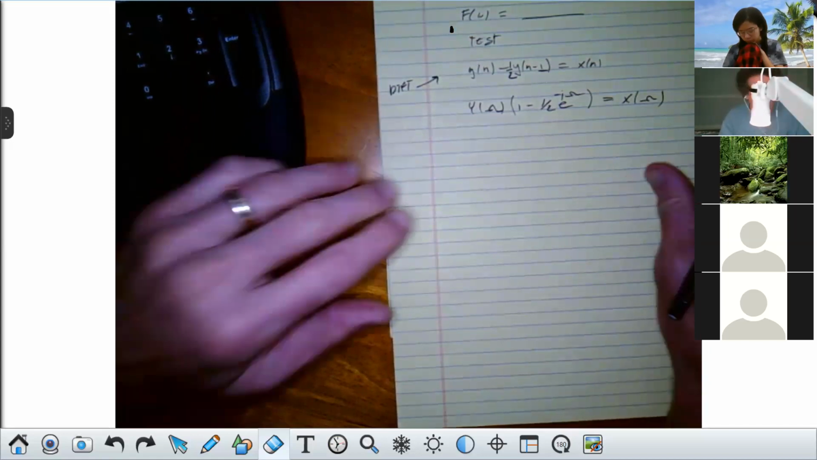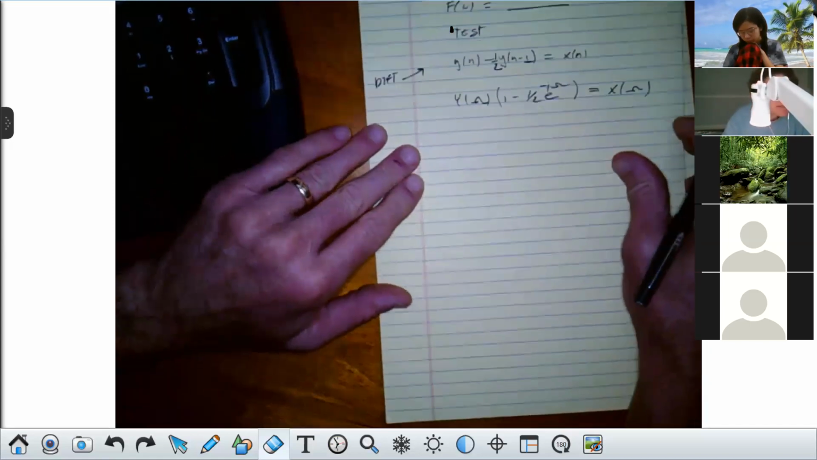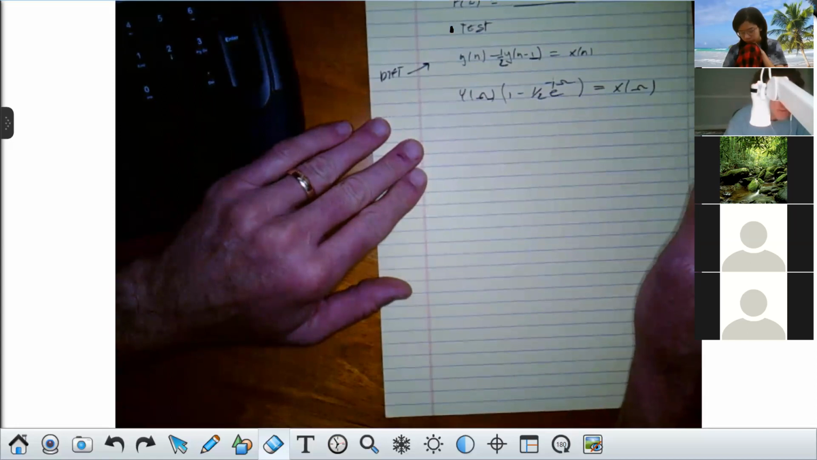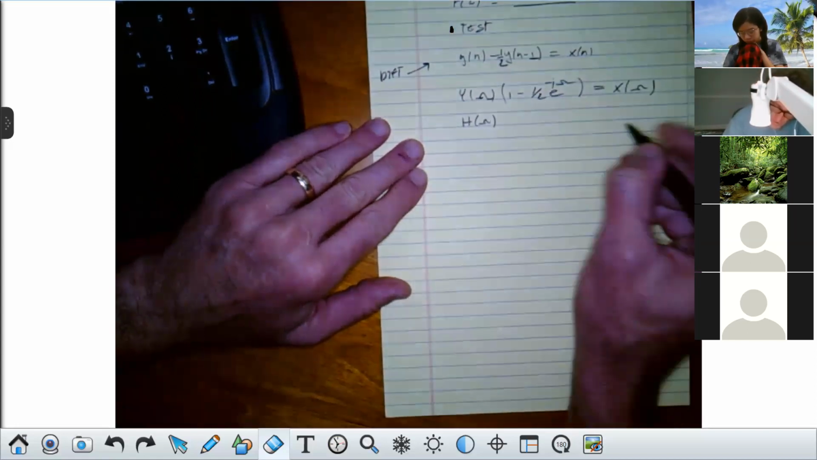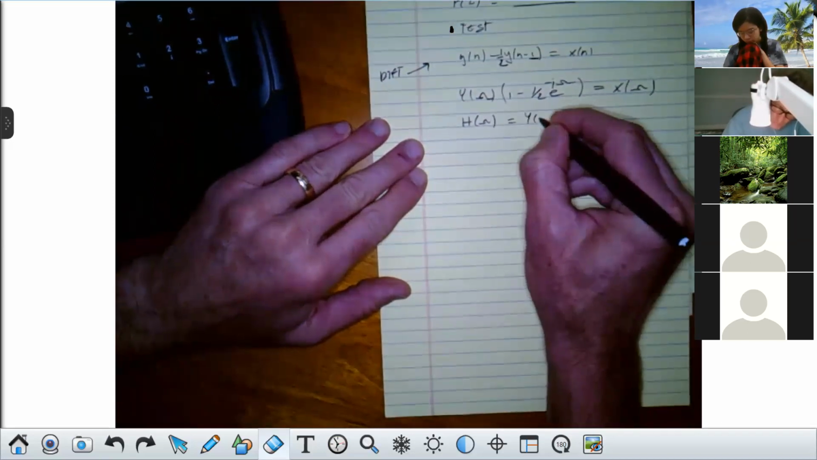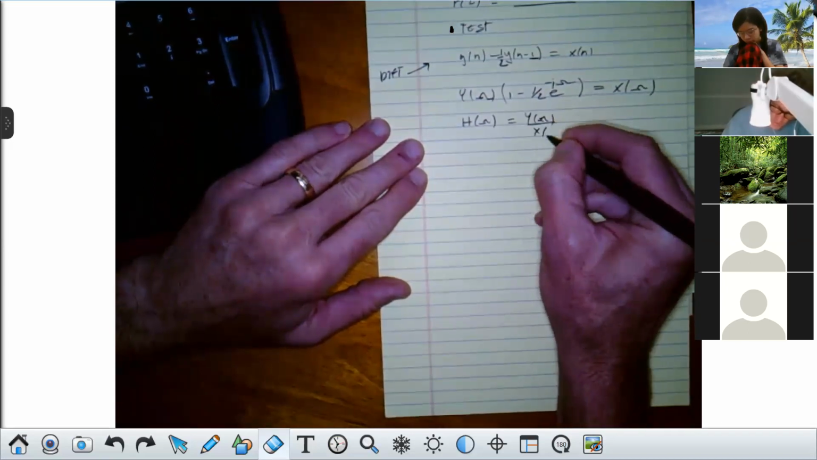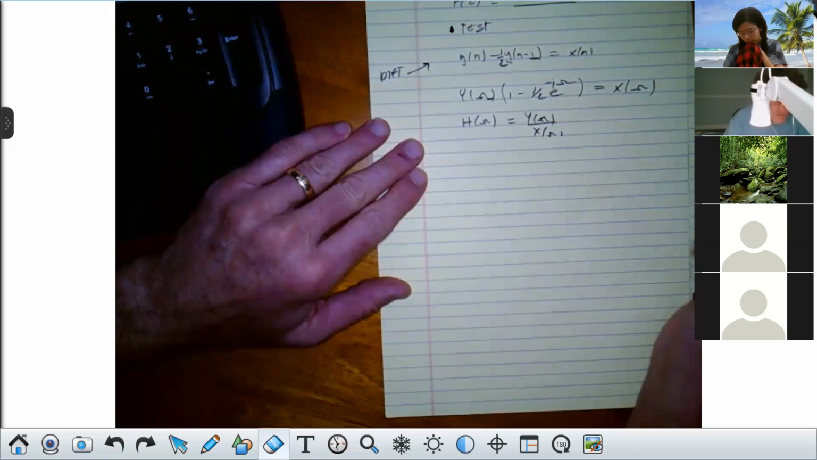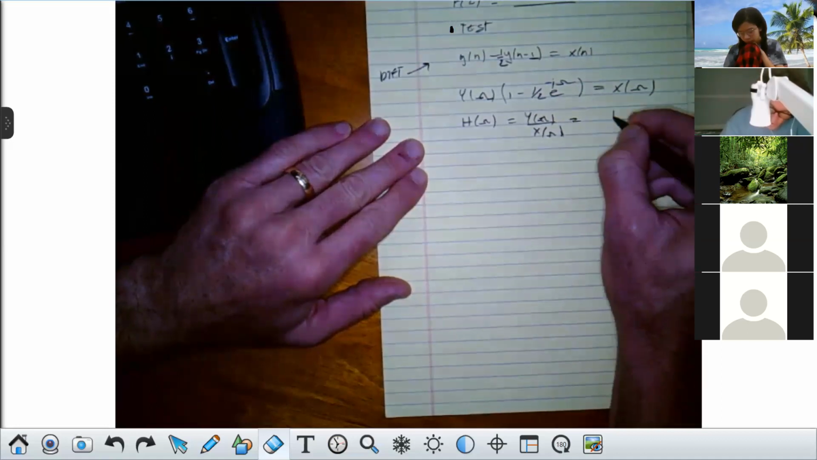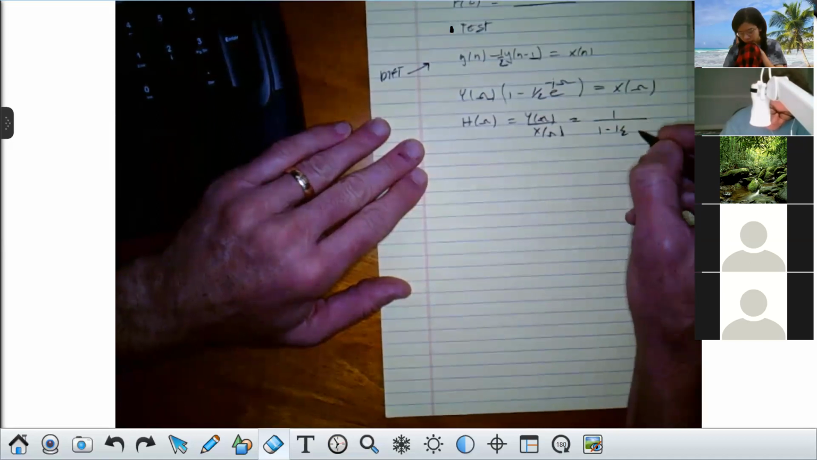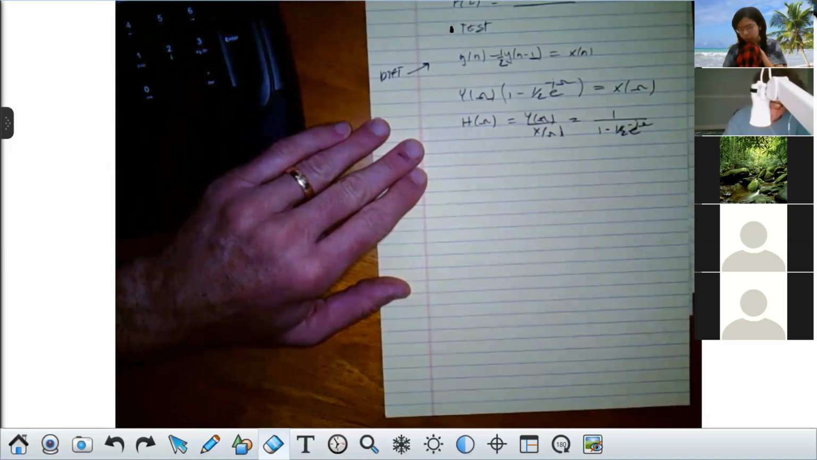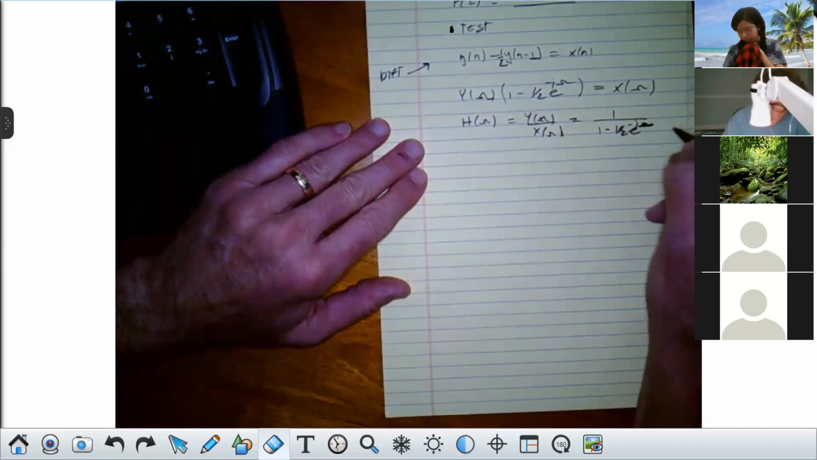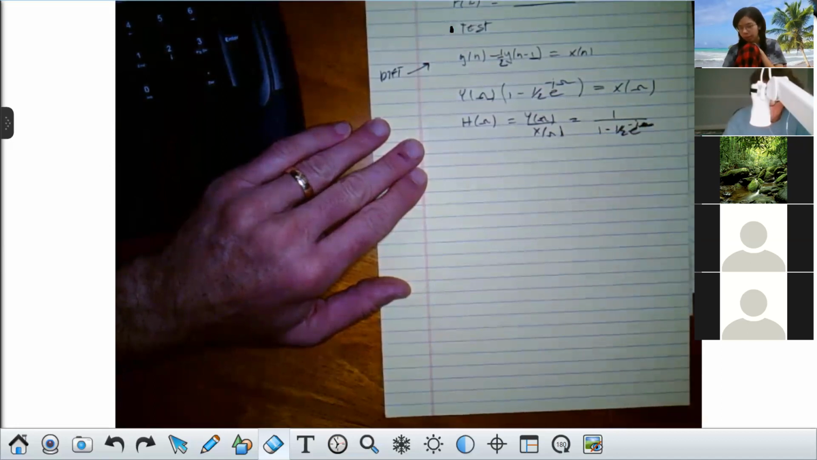Yeah. All right. Now the next thing I'm going to do is simply find my transfer function, H of omega, which is Y of omega over X of omega. This is the thing you always want. This will give you your impulse response. And that is simply 1 over 1 minus 1/2 times e to the minus j omega, correct? Everybody see that? Yes.